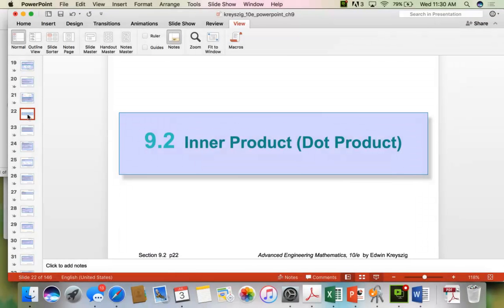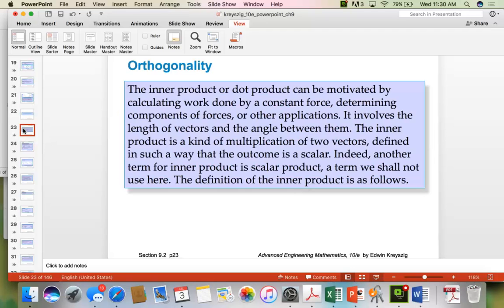Alright, in this lecture we want to discuss vector products. There are basically two forms of vector multiplication: the inner product, also known as the dot product, and the outer product, also known as the cross product. The inner product is basically a multiplication of two vectors that really gives the projection of one vector onto the other, and so the outcome is a scalar.